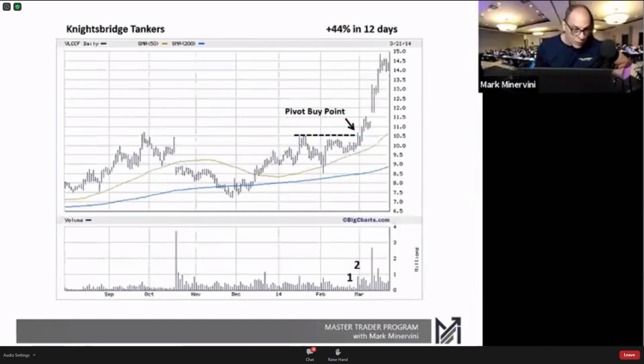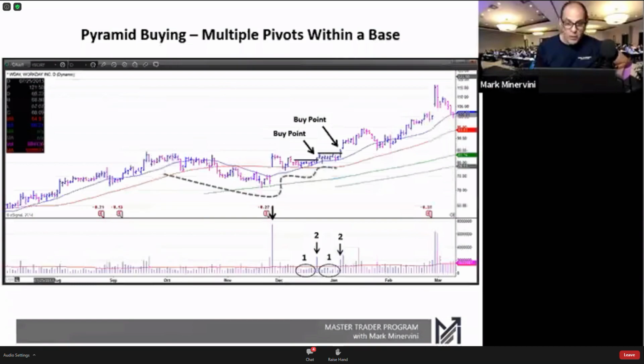Let me see here. Now, you can sometimes get multiple pivots. People often ask, well, do you pyramid buy? You might have heard of pyramid buying, adding to your position as it moves higher. I don't add to my position just because it moves higher. I'm not going to run up my average cost. However, maybe I buy a smaller position.